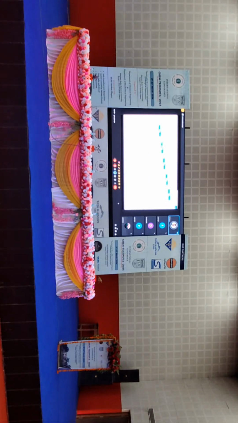Now let us see the different classifications of the electric vehicle. There are a few terms I have shown over here. First is the HEV. HEV means hybrid electric vehicle.